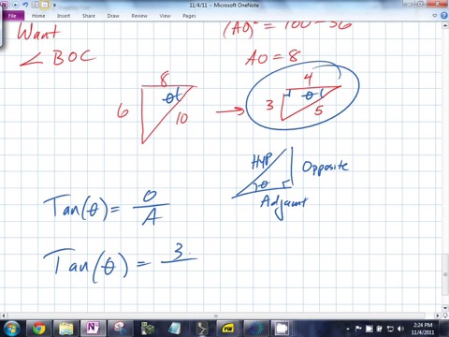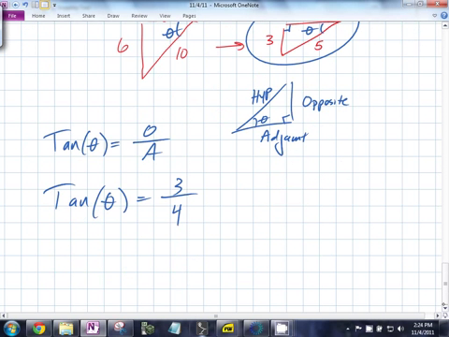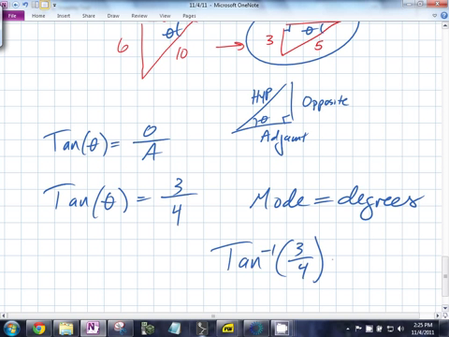4. On your calculator, if you actually want to find this angle measure, everybody take out their calculators. Make sure your mode is in degrees. So click mode and make sure you're in degrees, and then do this. Tan inverse of 3/4, if you want to find out what the exact angle measure is.